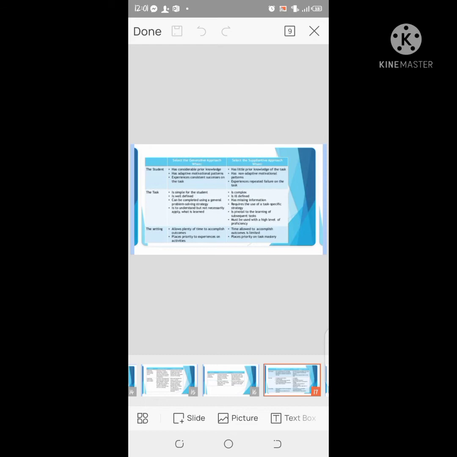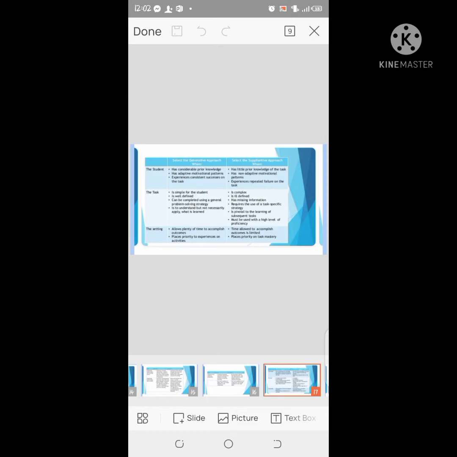So, for the task, we have the generative approach. Under the generative approach, the task is simple for the students, is well defined, can be completed using a general problem-solving strategy, and is to understand but not necessarily apply what is learned. So that is it for the generative approach's task.